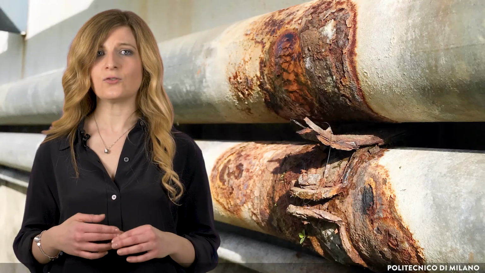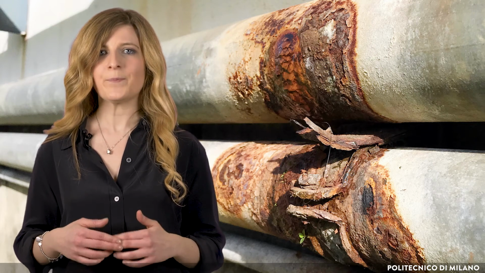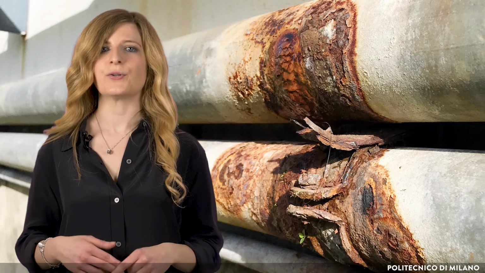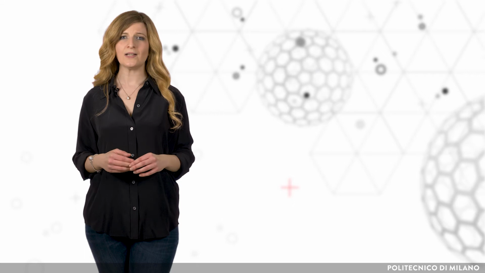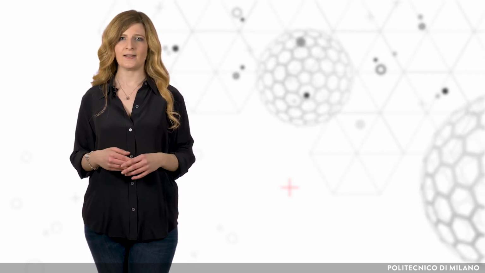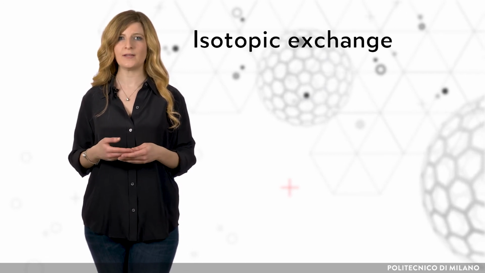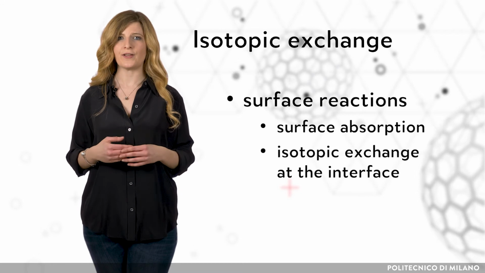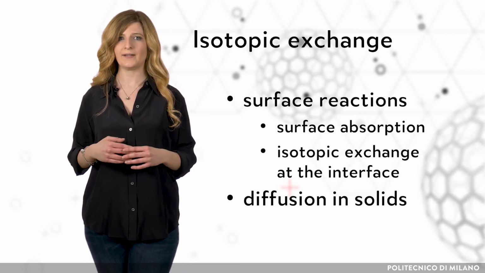Radiotracers are an excellent tool to study the rapid surface reaction between a species in solution and that on a solid, as well as the slower diffusion process in the inner layer of the solid. When a solid is in contact with a liquid or a gas, three processes can be studied by measuring the isotopic exchange as a function of time: surface absorption, surface isotopic exchange, and diffusion from the surface to the bulk.